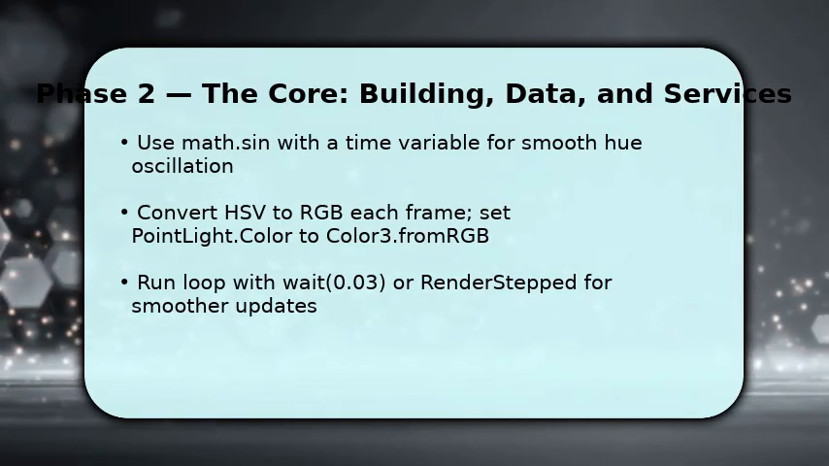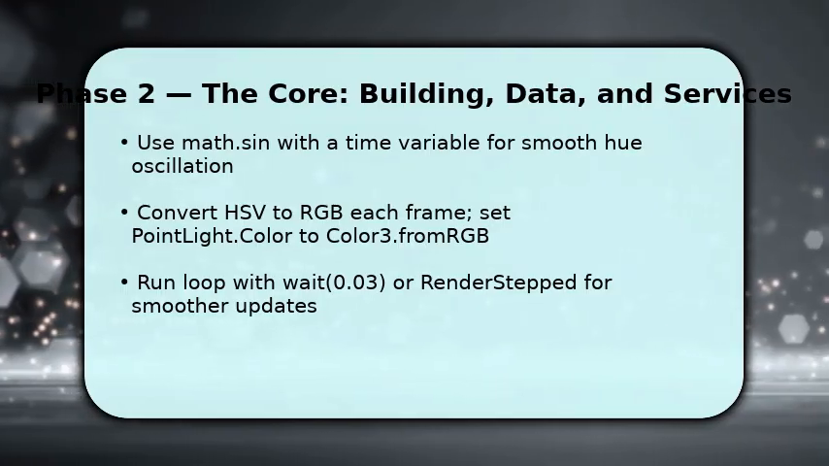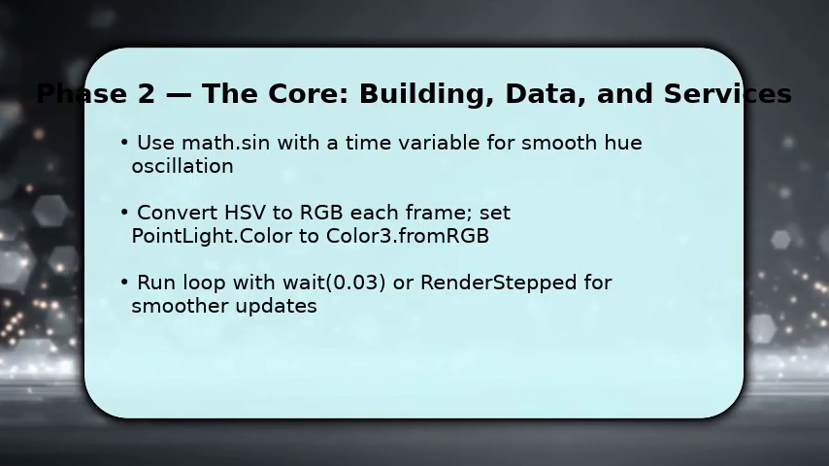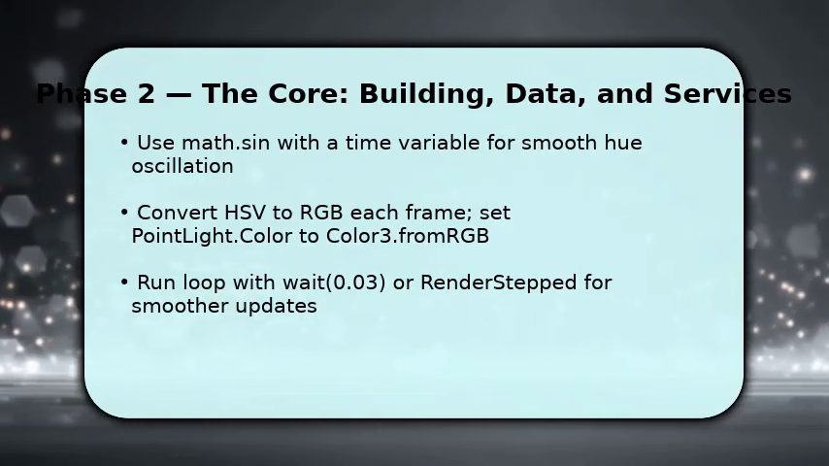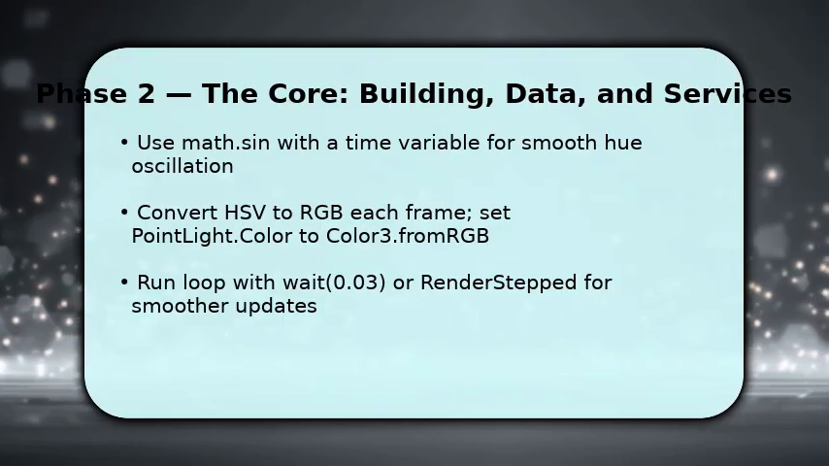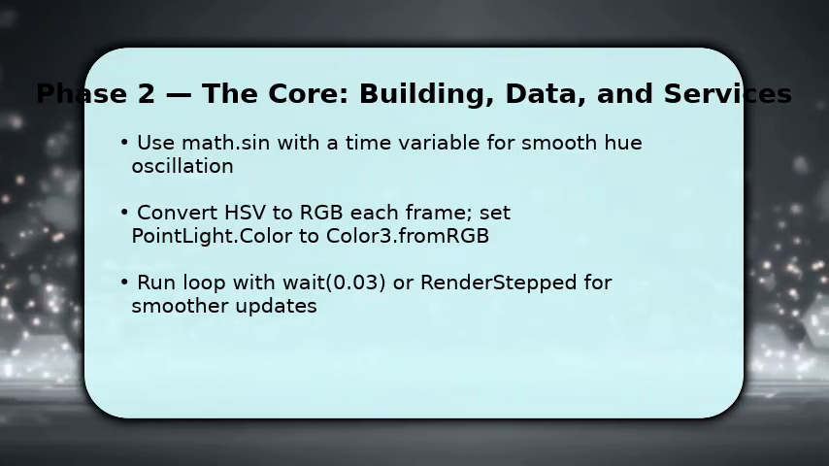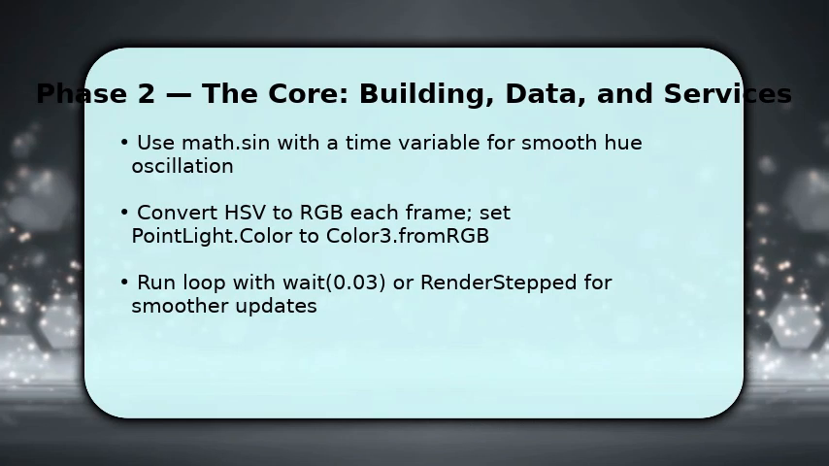Run the loop at about task.wait(0.03) or bind to RunService.RenderStepped for frame synced updates. Once done, add parameters for speed and intensity so you can quickly adjust how fast and bright the rainbow runs.